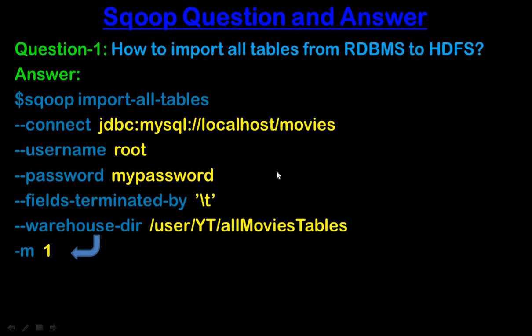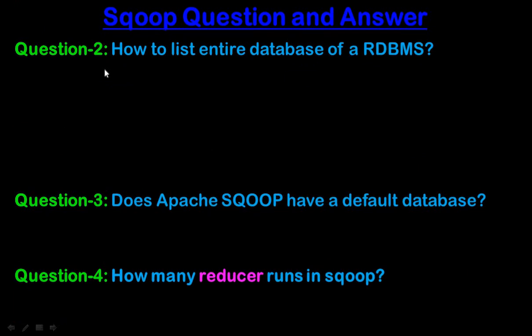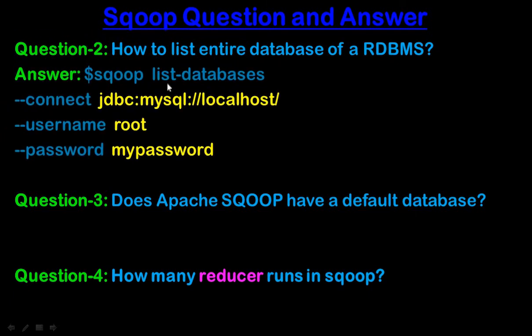So in this way, let's see the second question. Question two is how to list the entire database of an RDBMS. So the answer is by using the list-databases keyword. We can list the entire database of an RDBMS. So here is the statement: sqoop list-databases --connect, this is the connection string. When we press enter, it will list all the databases of this RDBMS.